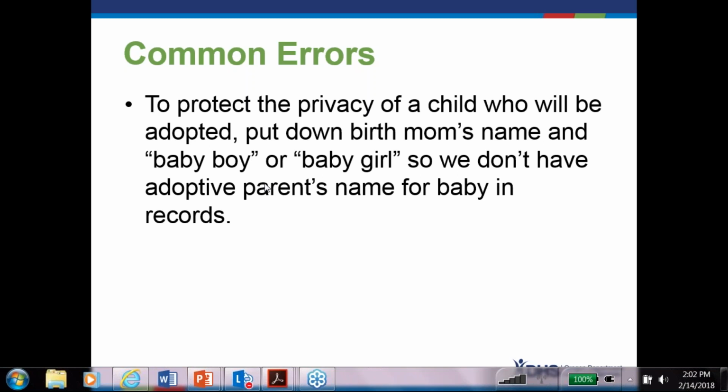So if a baby is being adopted, we only want to put baby boy or baby girl with birth mom's last name as baby's name and mark the status as adopted, and the date that it was adopted. Good question.